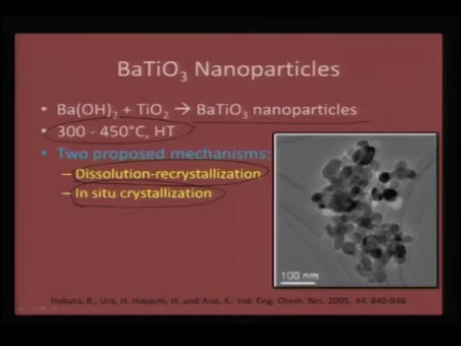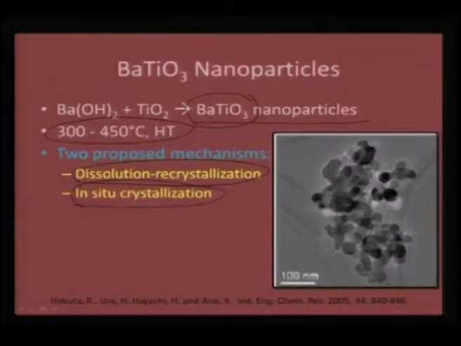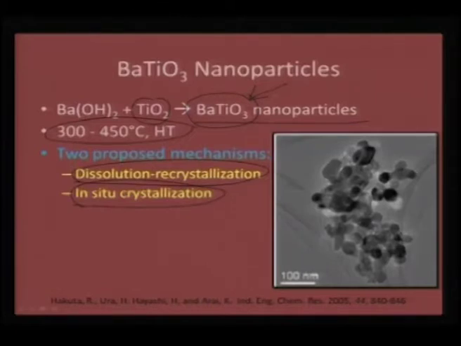Dissolution recrystallization is where barium hydroxide and titania have gone into one single homogeneous phase, and from there recrystallization occurs, which comes out as barium titanate, or it could be an in situ crystallization. One of these is getting crystallized and over which the other can form into barium titanate. So, we need to know the proof of what sort of process is occurring, which gives you a very nice barium titanate morphology, and this is the TEM picture of those barium titanates which are formed.